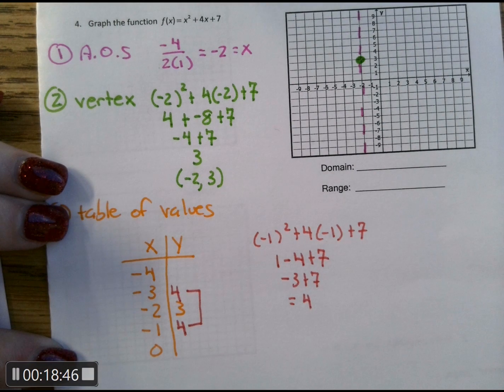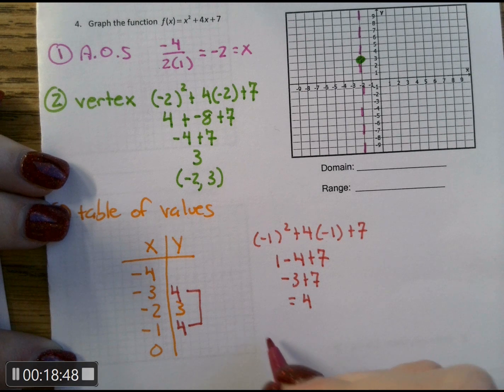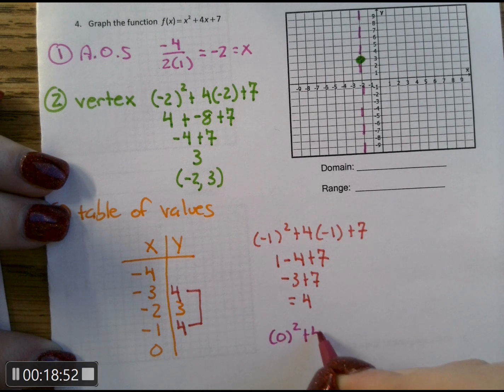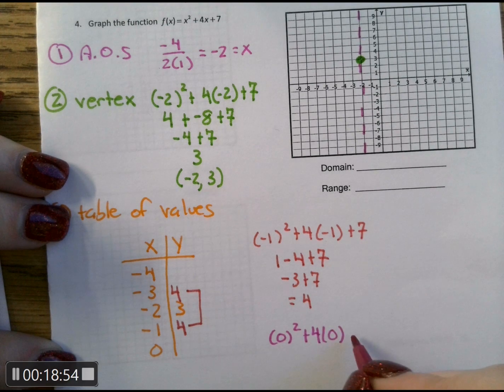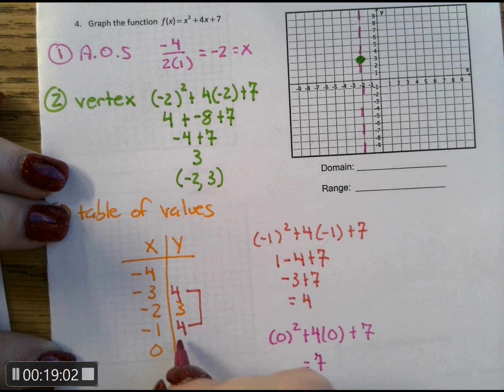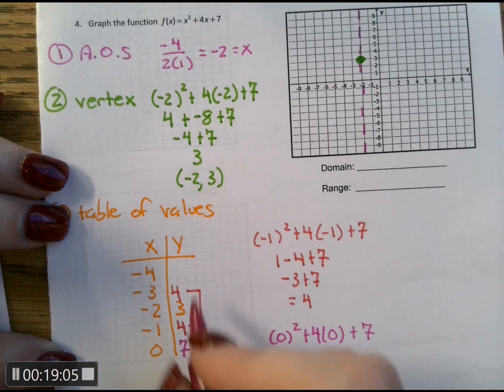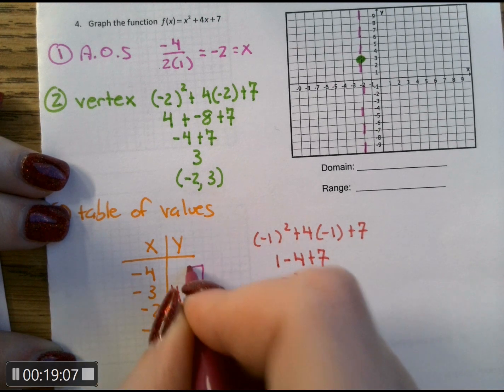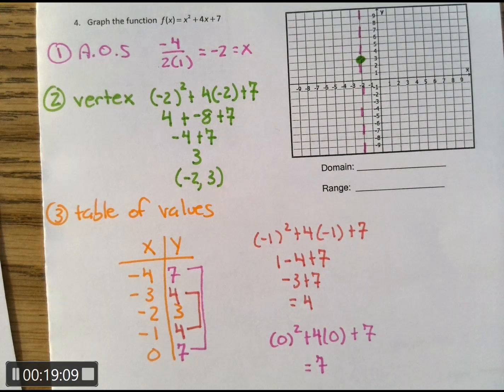Alright, and then we're going to substitute in 0. So we have 0 squared plus 4 times 0 plus 7. 0, 0, 7. So here we have 7, which means that over here we must also have 7.